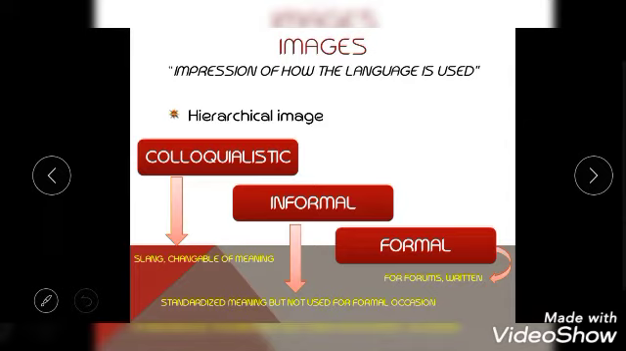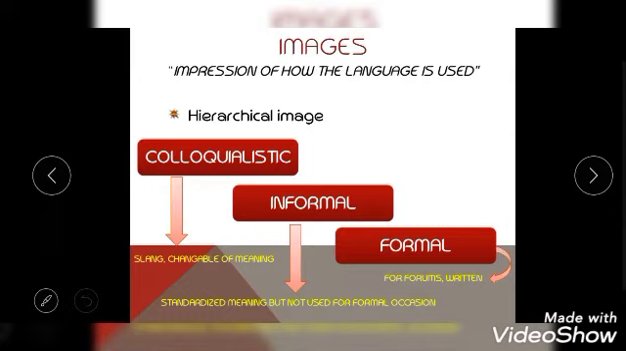More currently, we know the phenomenon of the use of anjay. For somebody else it relates to something negative, but actually we could see that it is only an expression of how one feels. So it depends. Colloquialistic is changeable and there is no standard.